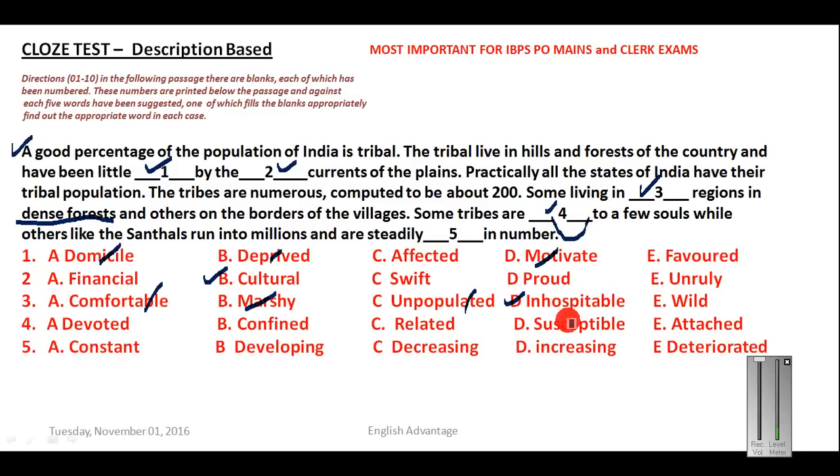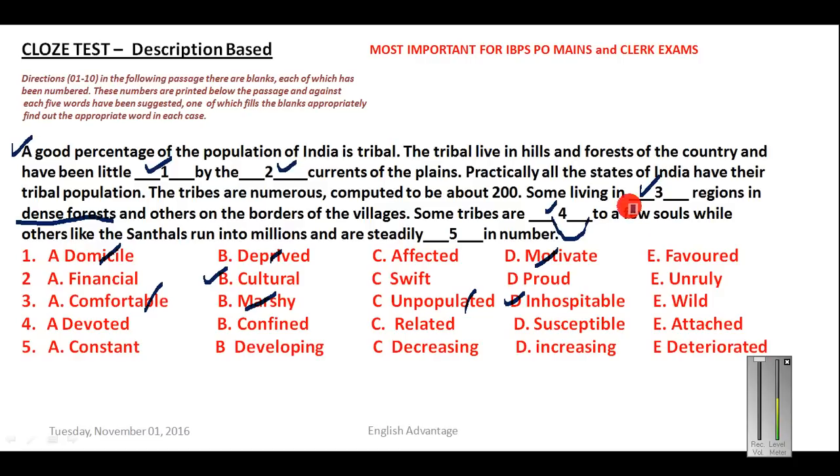Okay, now let us examine the choices given here. Are devoted, confined, related, susceptible, and attached. Okay, all these 5 words are followed by two, so you cannot possibly apply this logic. Now let us examine the other logic. Some tribes are to a few souls, while others like the Santhals run into millions and are steadily in numbers.